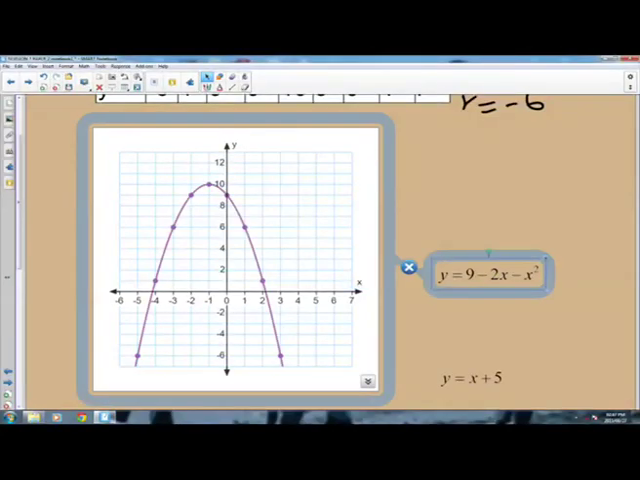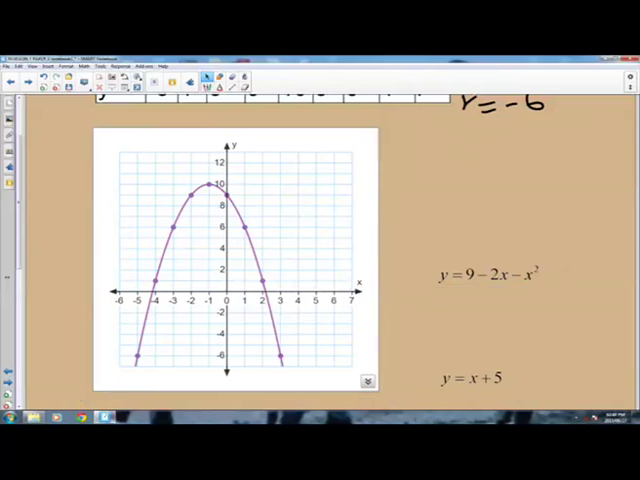And this is how the curve will look like. This is the graph y equals 9 minus 2x minus x squared, and it's a quadratic curve. And then we have managed to draw the curve. What about the next question?